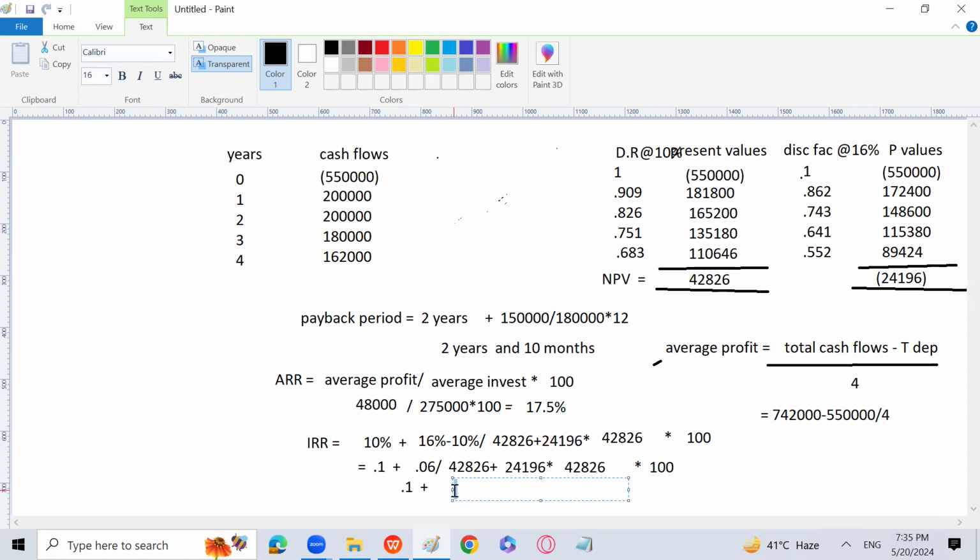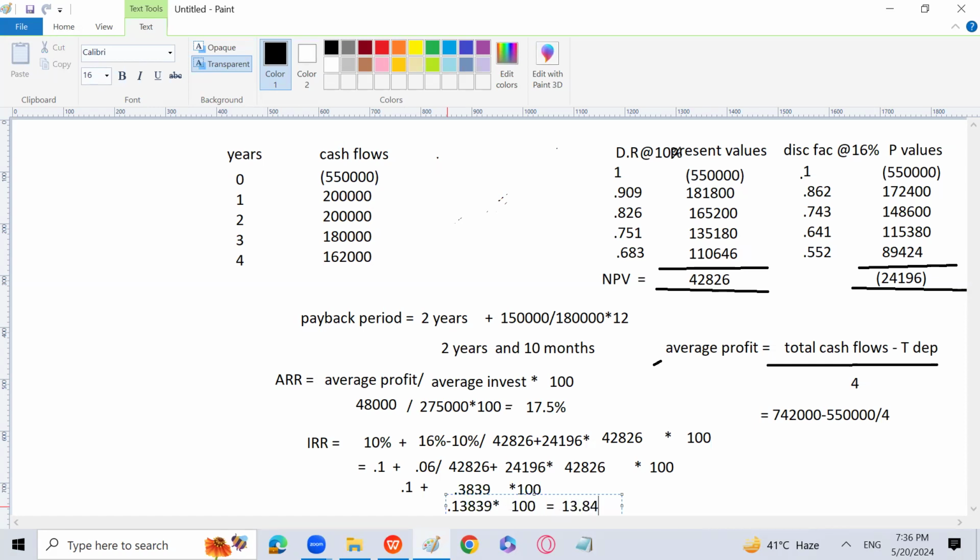Sir, the answer I get is 0.3839. That's it, fine, 0.3839. Yes, 0.3839 multiplied by 100. So the answer is going to be 0.1 plus 0.3839, that is 0.13839 multiplied by 100. So our IRR is 13 point.